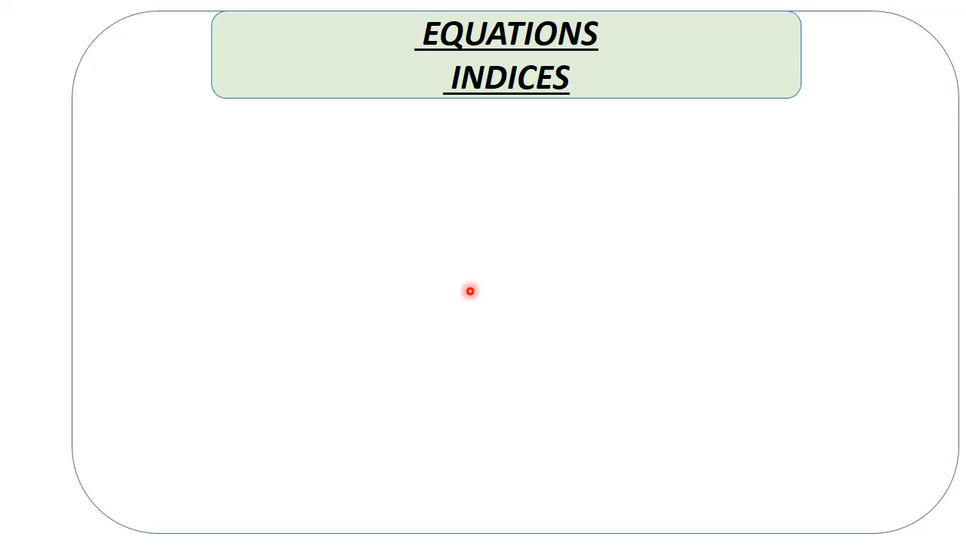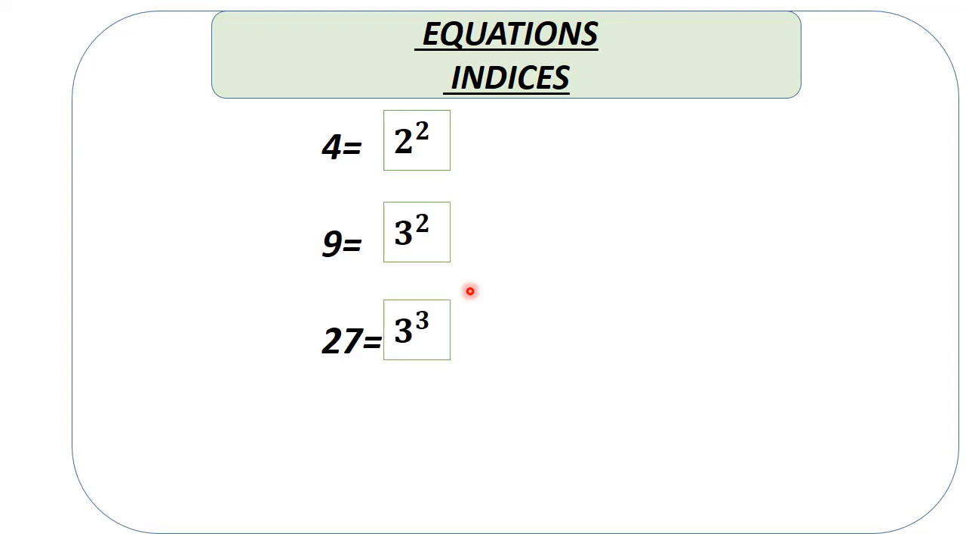So the basic knowledge or skill that you need to have is this. 4 can be written as 2 to the power 2. 2 to the power 2 is 4. So another way of writing 4 is writing it as 2 to the power 2. 9 is 3 to the power 2. 27 is 3 to the power 3.